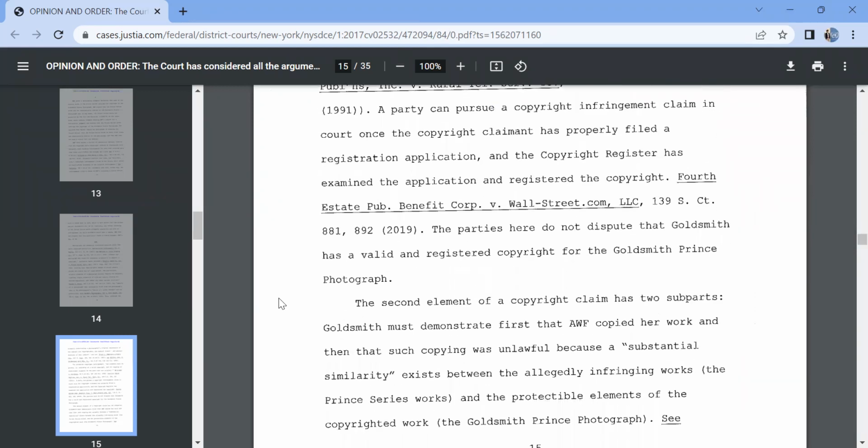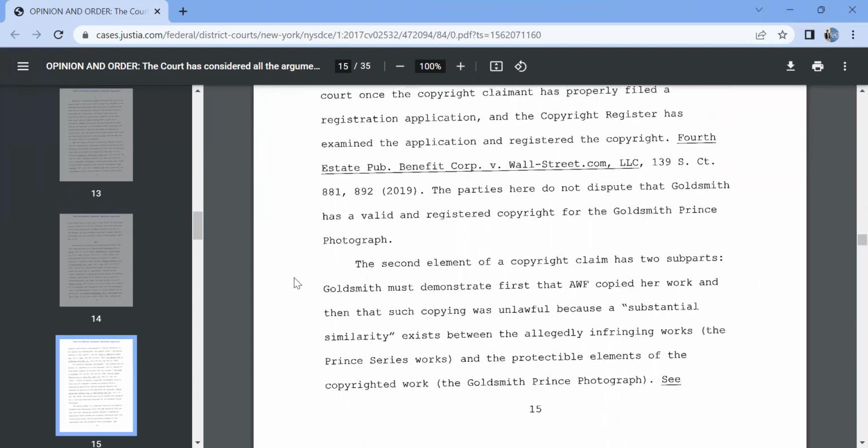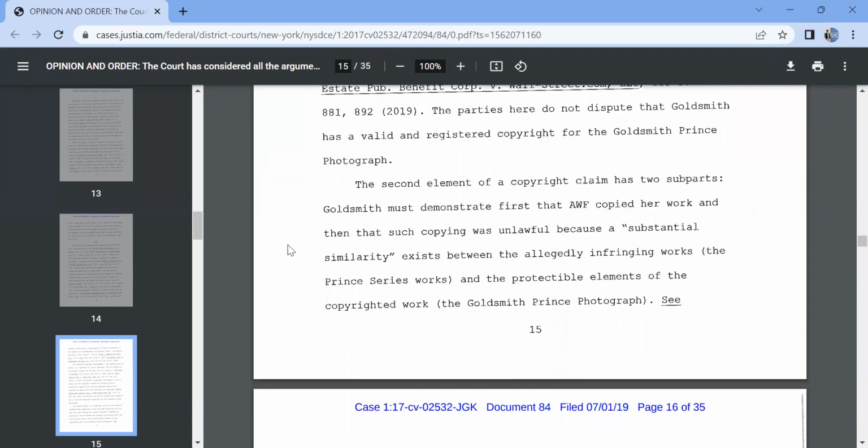The parties here do not dispute that Goldsmith had a valid and registered copyright for the Goldsmith print photograph. The second element of the copyright claim is the one at issue. Goldsmith must demonstrate first that AF copied her work, and then that such copying was unlawful because substantial similarity exists between the allegedly infringing work and the protected elements of the copyrighted work.